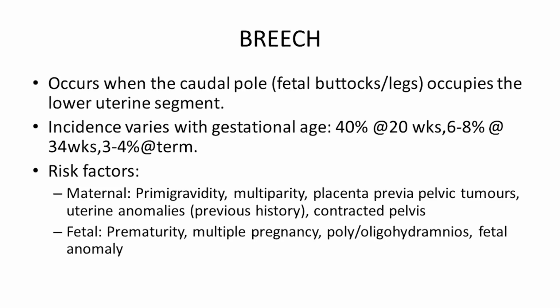We'll start with the first type of malpresentation I'll be considering, and that is breech presentation. Breech presentation is said to be the commonest form of malpresentation, and is said to occur when the caudal pole, that is the fetal buttocks or the fetal legs, occupies the lower uterine segment. The incidence of breech presentation actually varies with the gestational age. It is said to be 40% at 20 weeks, 6 to 8% at 34 weeks, and 3 to 4% at term. So it means that as gestational age increases, the incidence of breech presentation actually decreases.